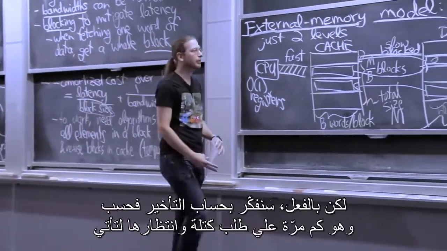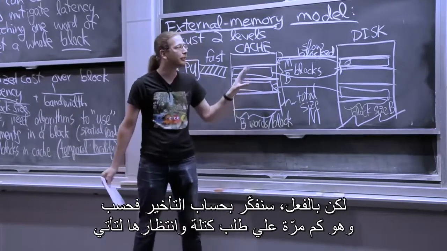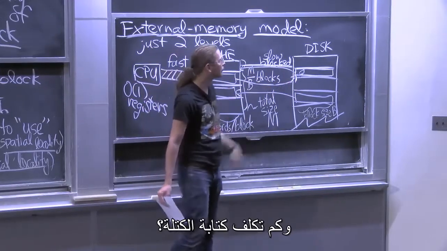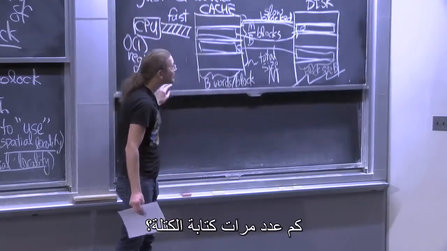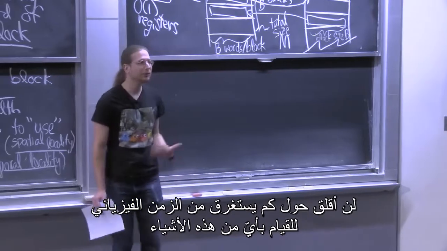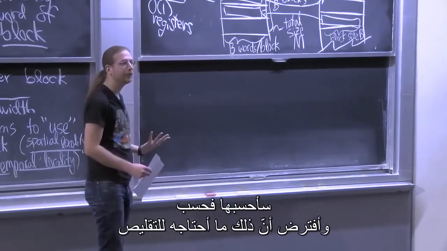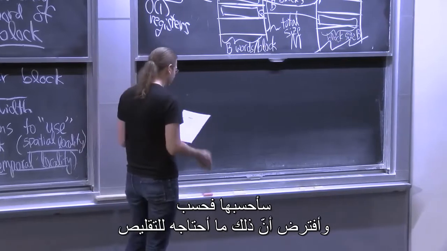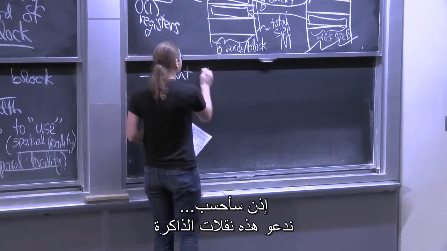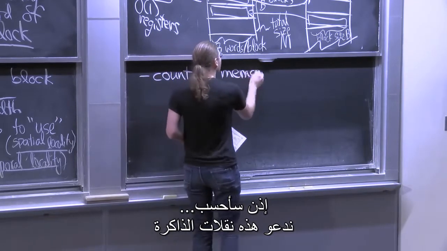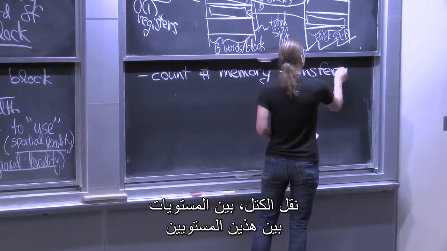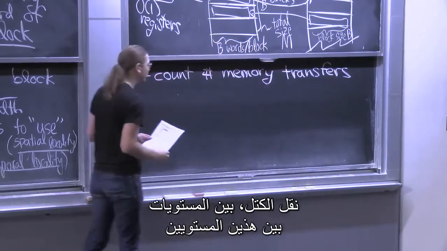And so then latency and bandwidth are kind of the same thing. That's the idea. But really, we're just going to think about counting latency, which is how many times do I have to request a block and wait for it to come over, and how many times do I write a block? I'm not going to worry about how much physical time it takes me to do either of those things. I'm just going to count them and assume that that is what I need to minimize. So I'm going to count. We call these memory transfers. Transfers of blocks between levels, between these two levels.